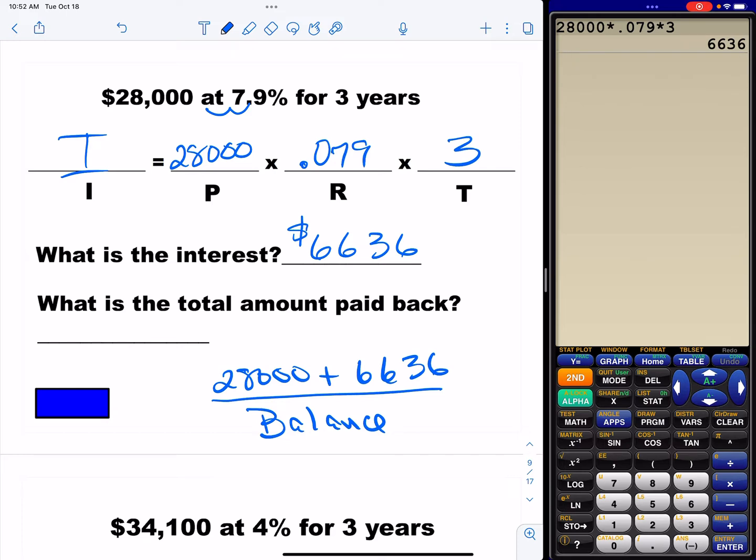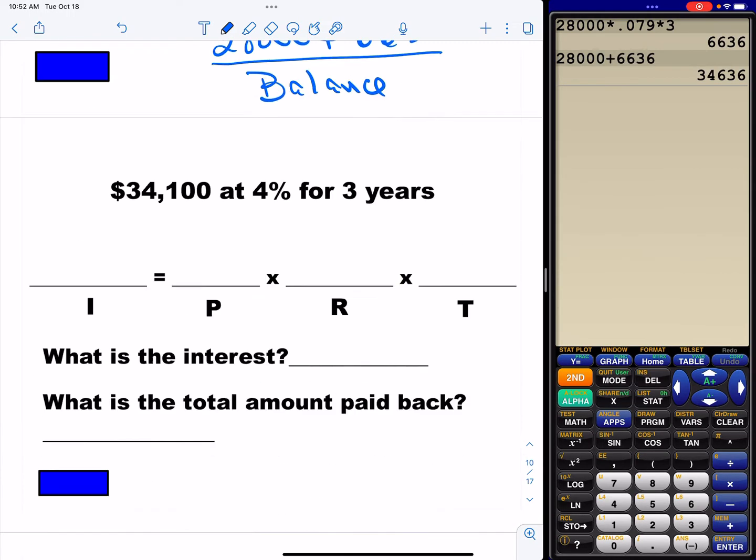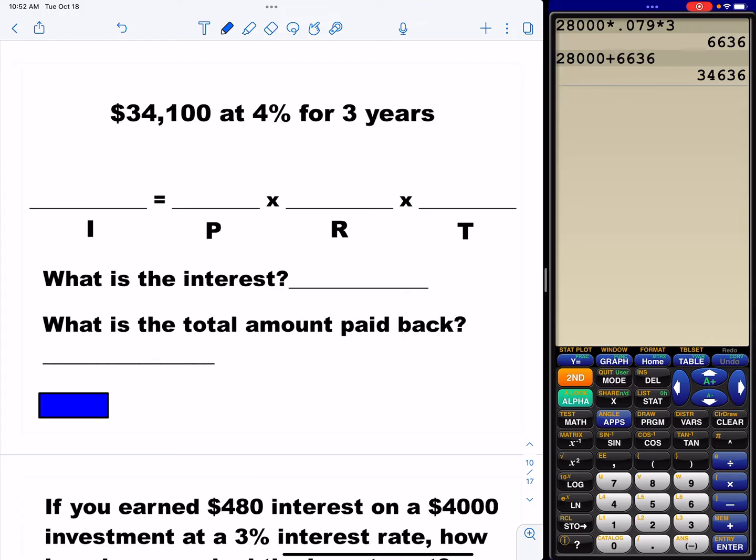So in order to find that, you add those two numbers together. And you find out that the total amount that you're going to have to pay back for this loan is $34,636. And that's how you use the simple interest formula. It is just that easy. So let's do one more real quick, and then we'll look at some changes that may take place, some things that could happen.